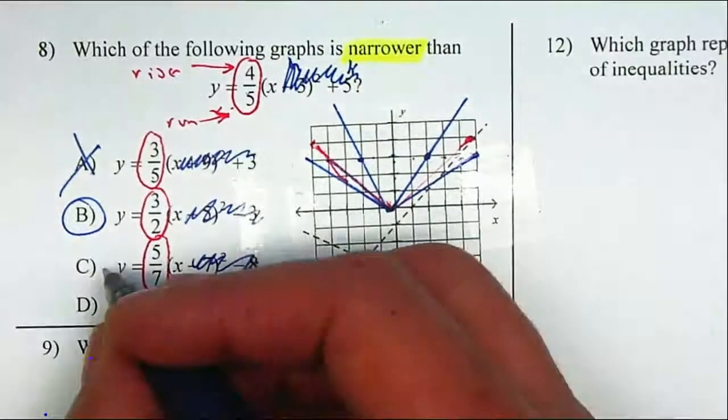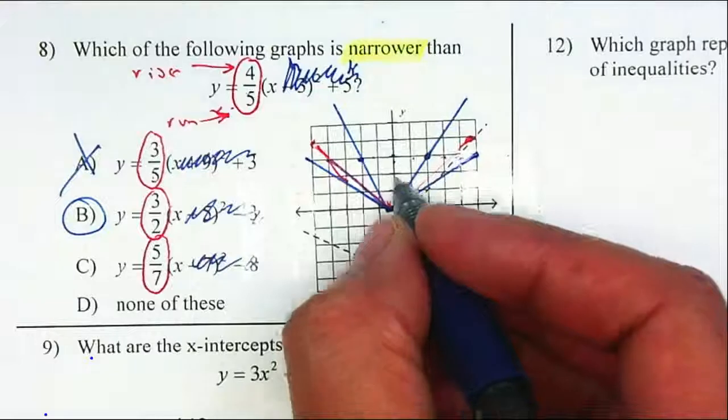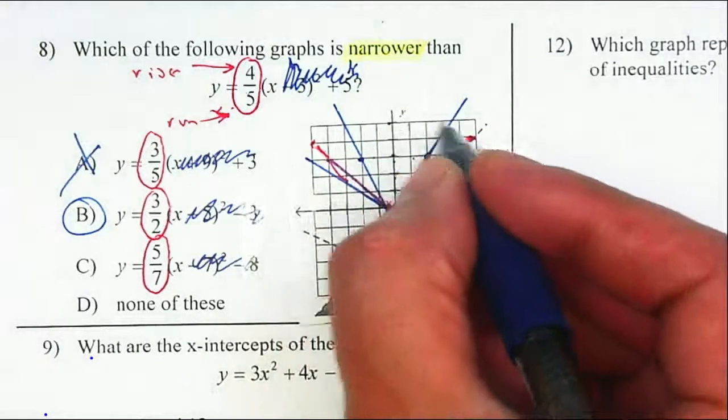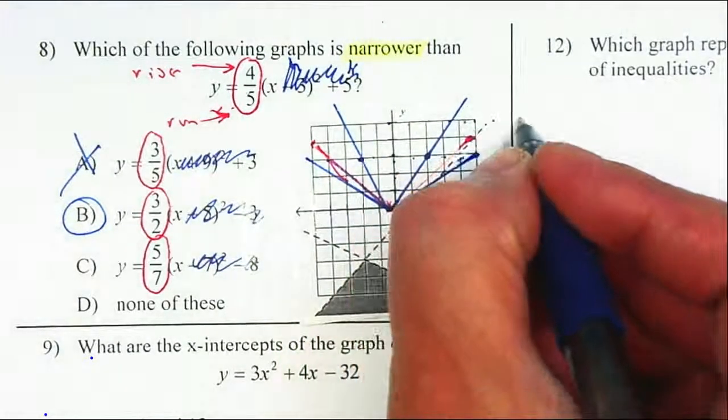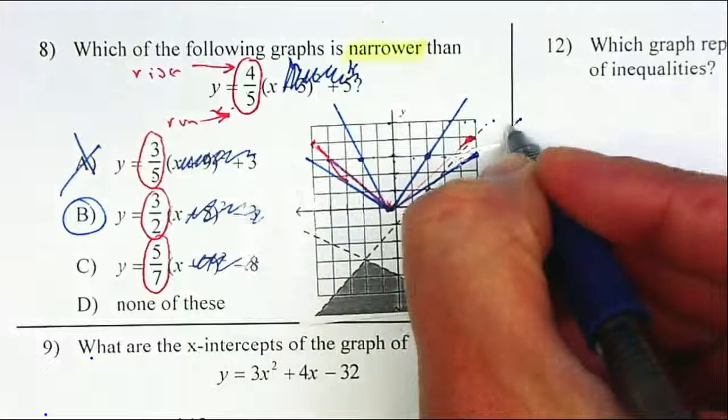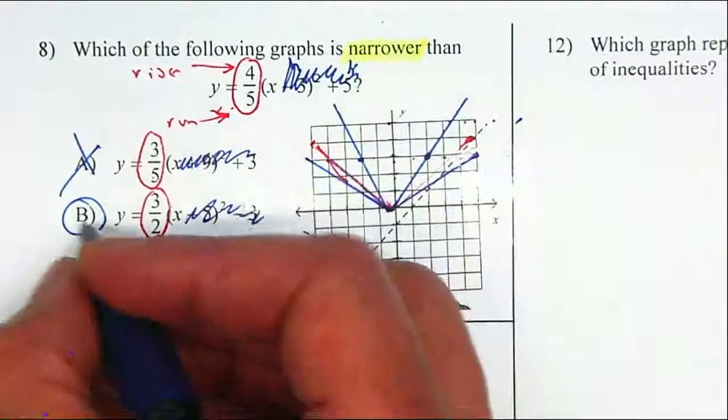And the last one will be up 5 and to the right 7. 1, 2, 3, 4, 5. 1, 2, 3, 4, 5, 6, 7. If you notice, it's going to be also wider. And we're looking for something that's narrow, so it'll be letter B.